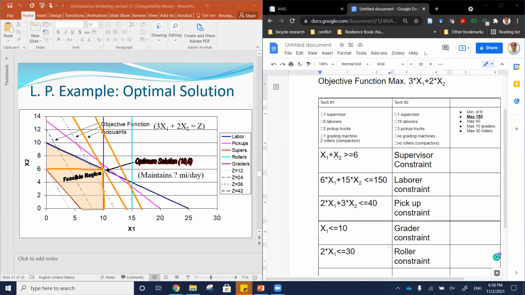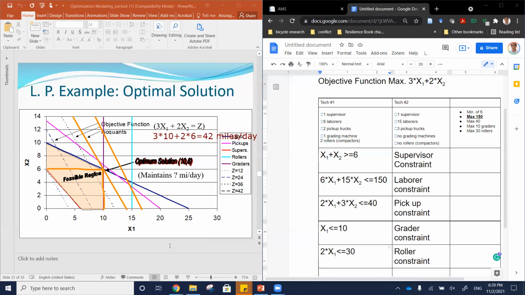So how many miles of roadway are you maintaining? Because your x1 value here is 10 and x2 is 6, you can figure this out. The road that you're maintaining is 3 times 10 plus 2 times 6 equal to 42 miles per day. Does that make sense? Any questions about this?